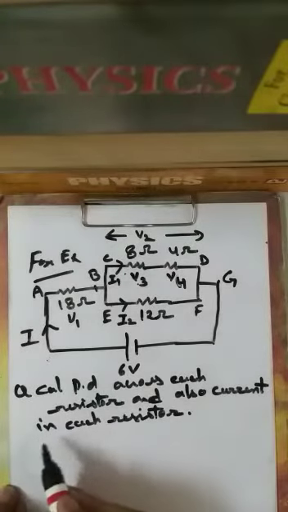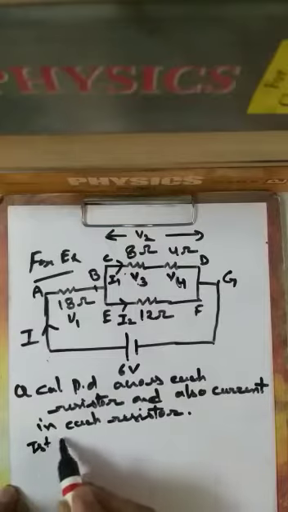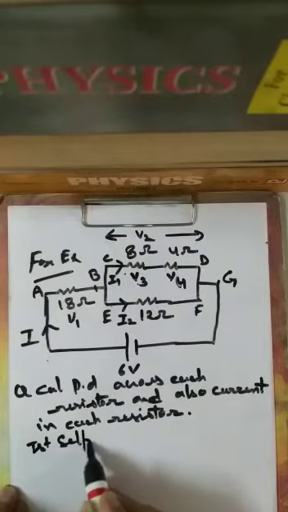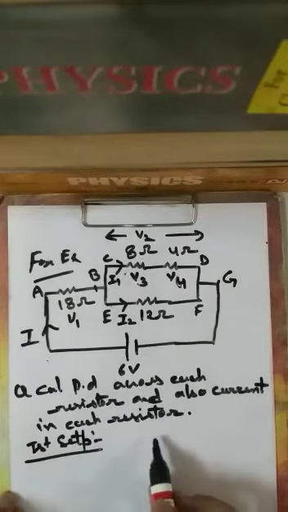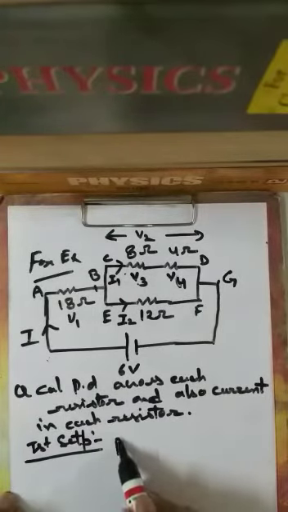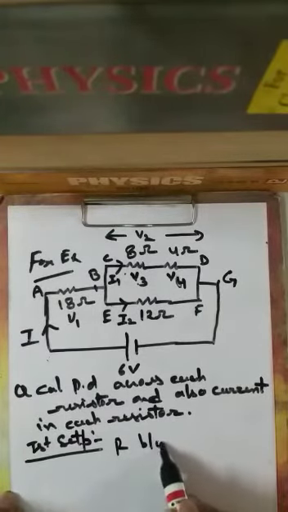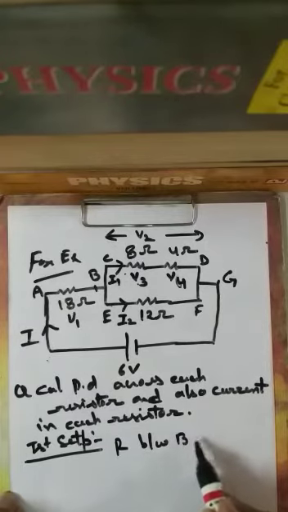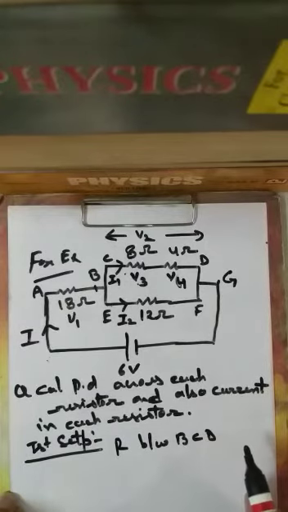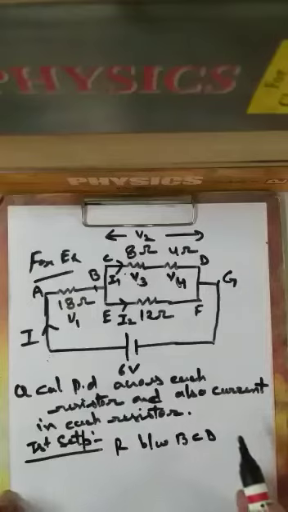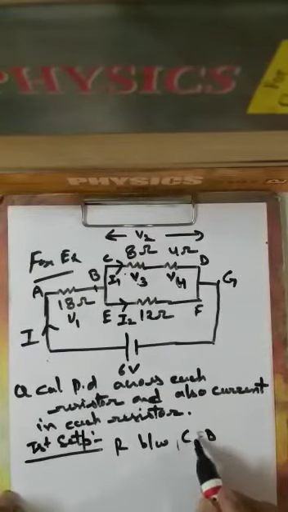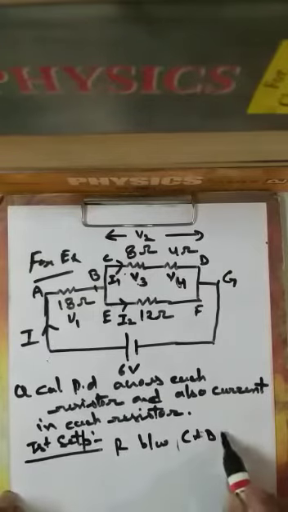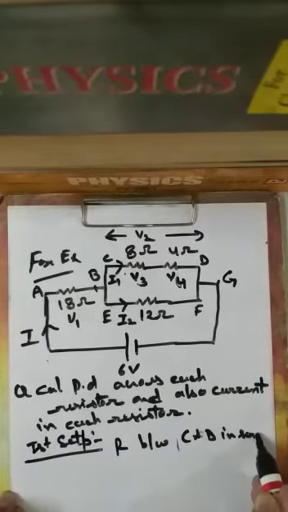Now we move toward the first step. Calculate total resistance. Resistance BCD, between C and D, in series.